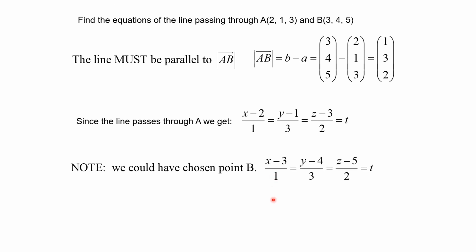Okay, and next, if you chose point B, you can also always choose point B. All right, so x1 will be 3, y1 will be 4, and z1 will be 5. So it will be x minus 3, y minus 4, z minus 5 over the direction vector, which is 1, 3, 2. So bear in mind the direction vector does not change. The ones you can change are the points in this case, yeah, and it should equal t.